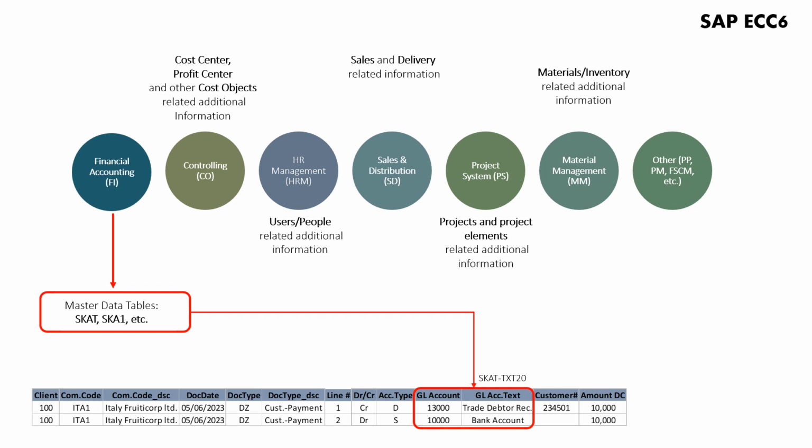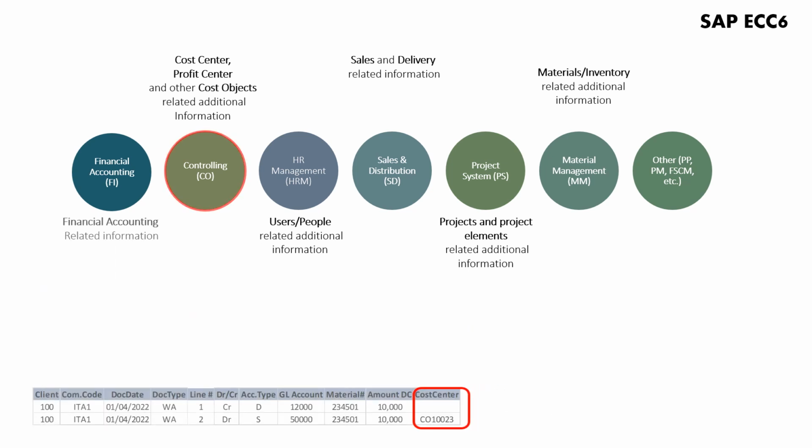Moving on, another enhancement to consider is adding additional features to objects, such as GL account. In this specific case, we incorporated the GL account explanation sourced from table SKAT. However, it's possible to include even more details about the GL account, such as whether it's a balance sheet or profit and loss account, if manual posting is allowed, if it's a reconciliation account, and more. You may also require master data information for the cost center, which is stored in the CO module.